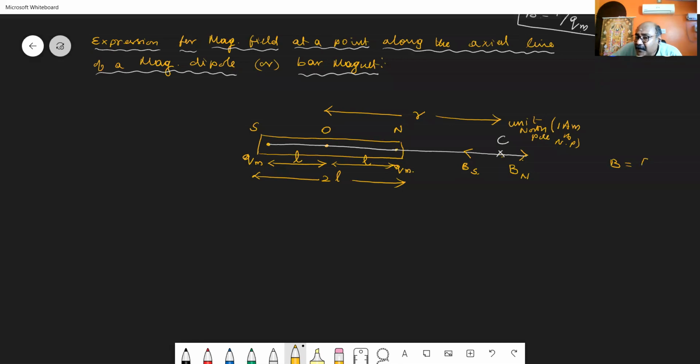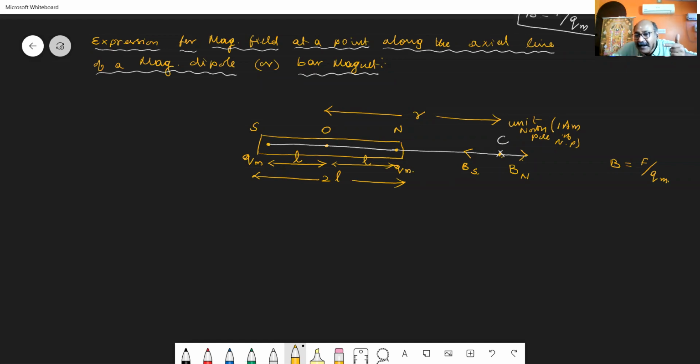Magnetic field is nothing but force per pole strength. Now you see, here you are having the north pole. Here, at this point C, I have placed the unit north pole. What will be the force? Whether the force is repulsive or attractive? Come on, whether the force is attractive or repulsive.